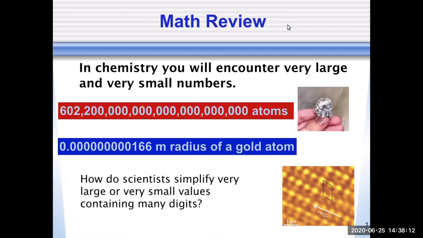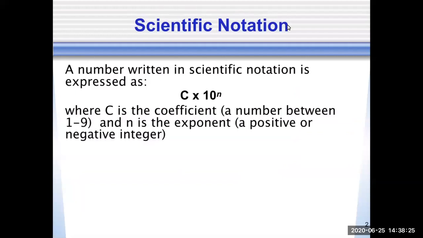So how do scientists simplify very large or very small values that contain many digits? Because we certainly do not want to write all those zeros. So we use scientific notation. A number written in scientific notation will have a coefficient, which is the number in the front, and that should be between 1 and 9, right? Times 10 to the, and that's your exponent. And it can be a positive value if you have a very large number, or a negative value if you have a very small number.